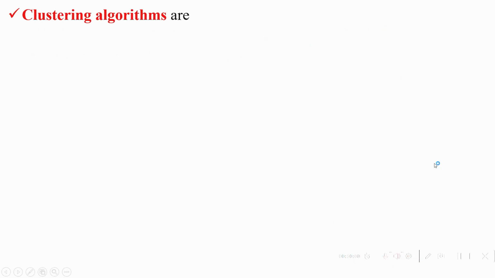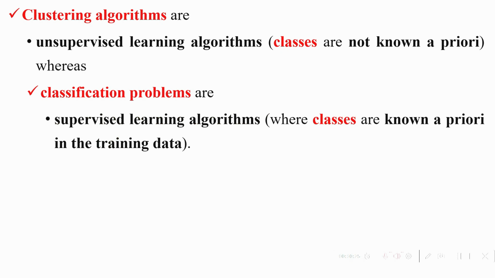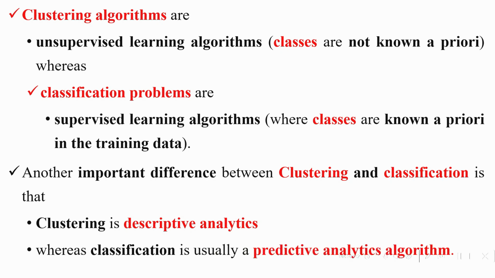Now, clustering algorithms are unsupervised learning algorithms. That is, the classes are not known a priori. The class labels of the corresponding instances we don't know at the beginning of our model. Whereas classification problems are supervised learning algorithms, where the classes are known a priori in the training data set itself. Another important difference between clustering and classification is that clustering is descriptive analytics, whereas classification is usually a predictive analytics algorithm.